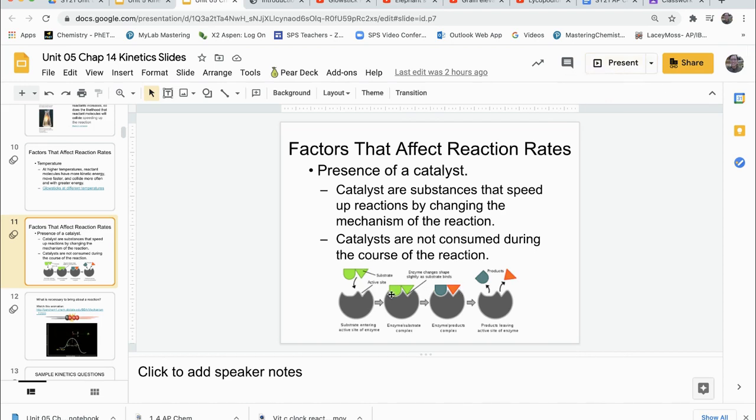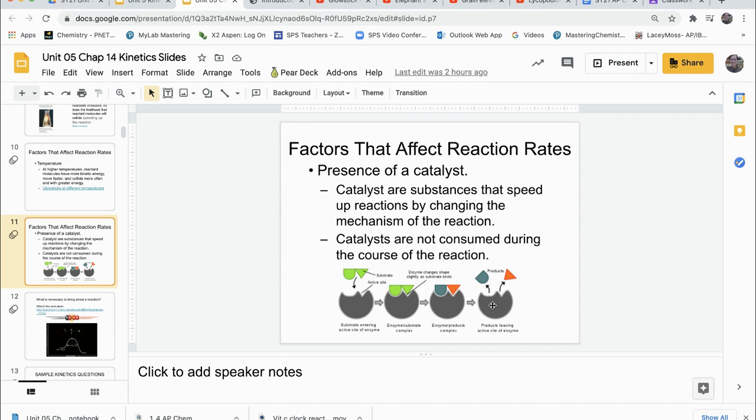Okay, so during the course of the reaction, the catalyst will regenerate and will redo its magic. Basically, it will change the way the reaction proceeds in order to make the reaction go faster. And so we will talk a little bit more about catalysts at the end of this chapter, but catalysts are not consumed.